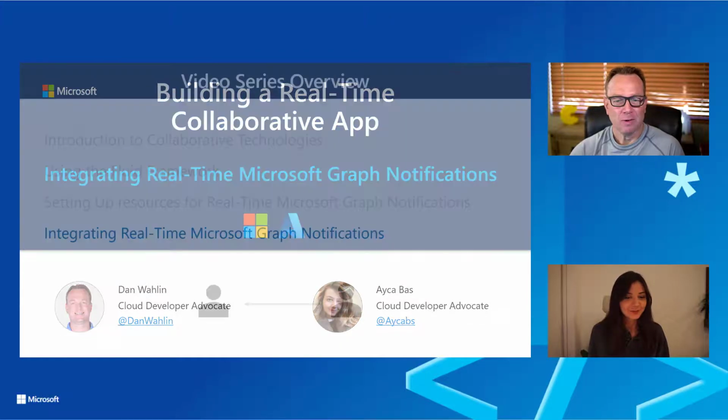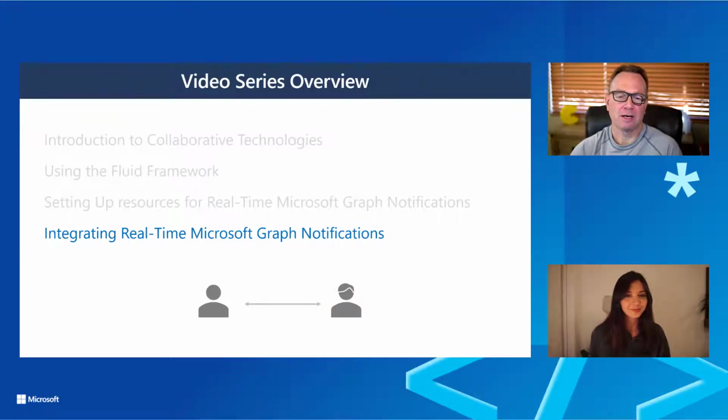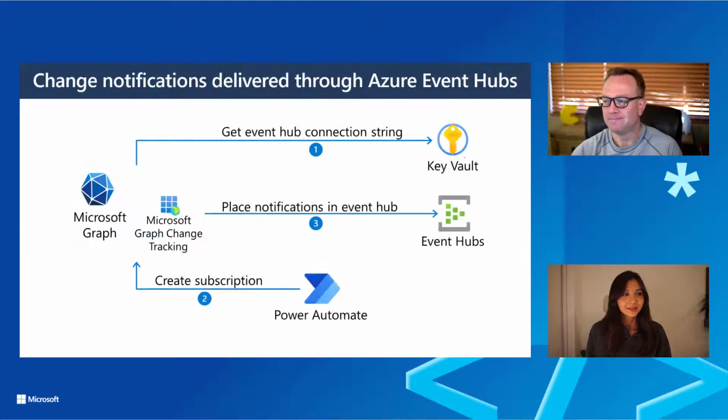Excellent. Well, in this video, we're going to talk about integrating real-time Microsoft Graph notifications. As a review, we introduced collaborative technologies. We then talked about the Fluid framework. Aicha walked us through in the last video on setting up resources in Azure for real-time communications with Microsoft Graph. And now we're going to put it all together and show you some of the code. So Aicha, why don't you take it away?